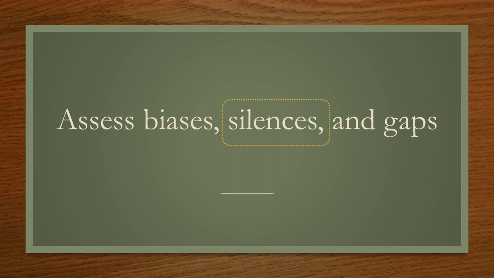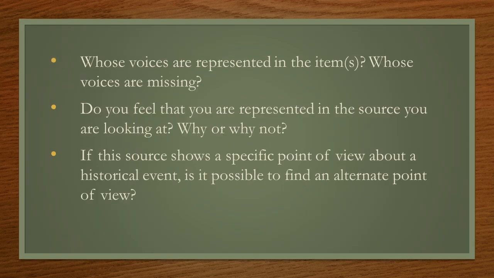To help you identify silences and gaps, you can ask yourself the following questions. Whose voices are represented in the items? Whose voices are missing? Do you feel that you are represented in the source you are looking at? Why or why not? If this source shows a specific point of view about a historical event, is it possible to find an alternate point of view?